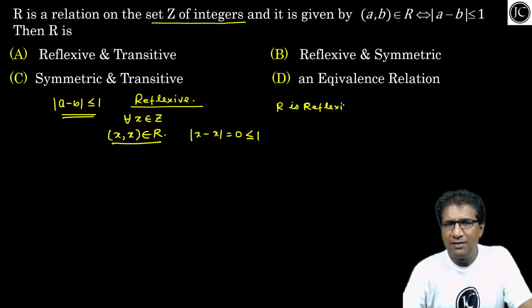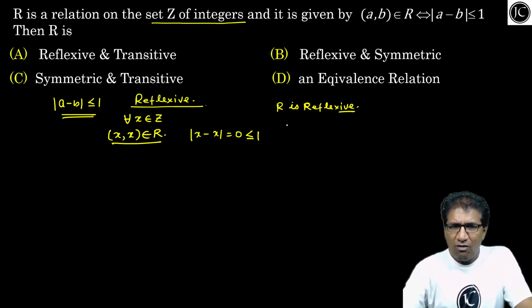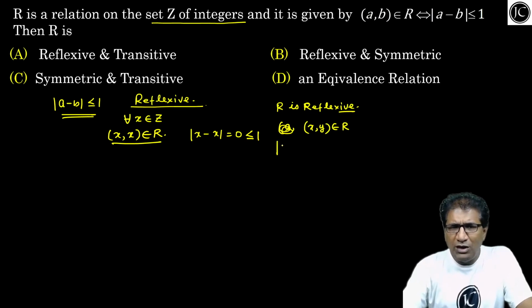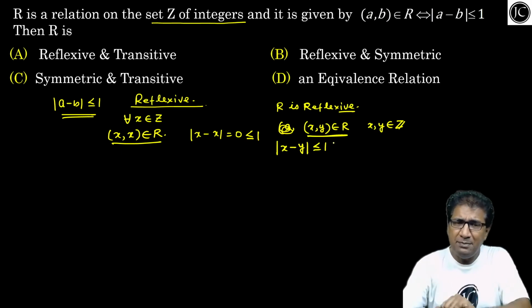Is it clear? R is reflexive. Fine. Now, let us say (x, y) belongs to R. It means what? It means that modulus of x minus y, where x and y both belong to Z, will be less than or equal to 1. Why? Because (x, y) belongs to R, so it has to satisfy this condition.